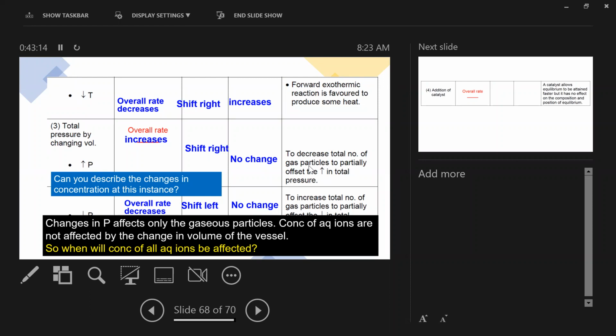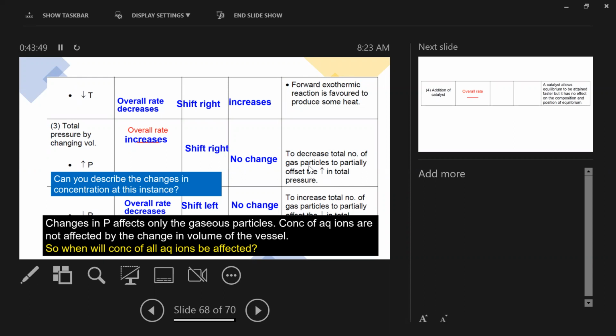Add water. By adding water, because in an aqueous solution, water is the solvent here, it will increase the total volume. Then all the concentrations of the aqueous ions will drop at the same time because the total volume increases. If I evaporate the water away, then it will result in a higher concentration of the aqueous ions because there's a lesser total volume for the aqueous solution.